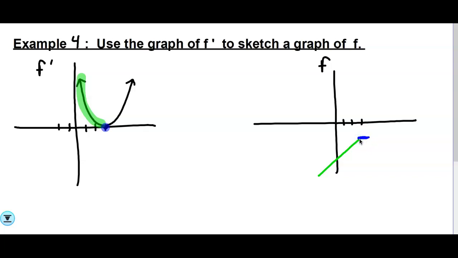And then what is happening to the right of that dot? To the right of x equals 3, f prime is positive. And when f prime is positive, that means that f is increasing. And once again, you want to connect these with some smooth curves. So really, f's not going to look like this so much as it would probably look more like this.